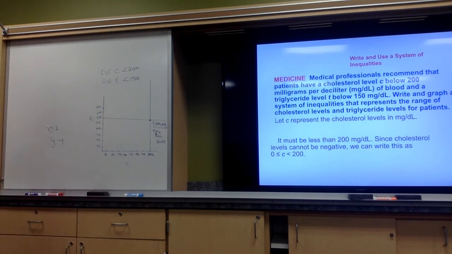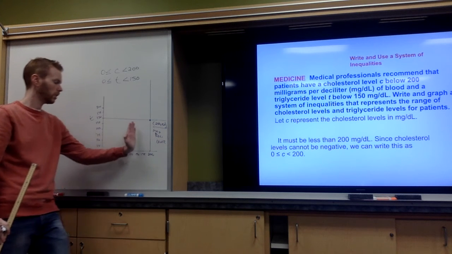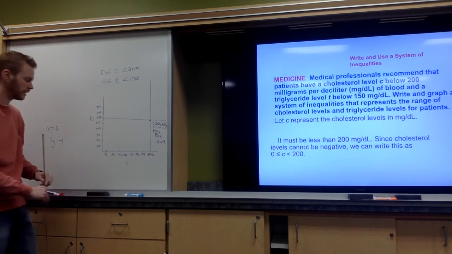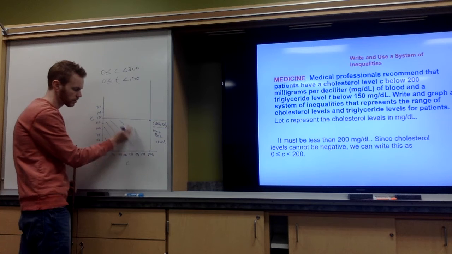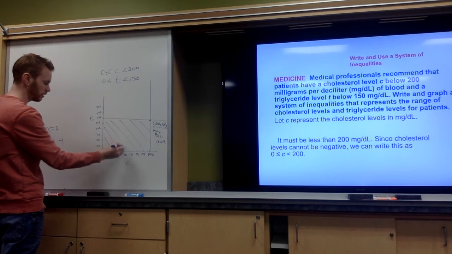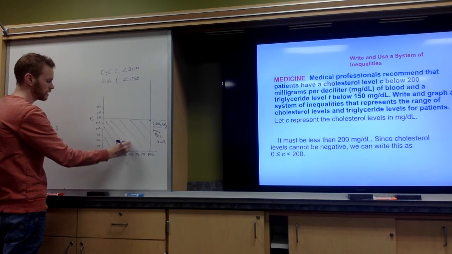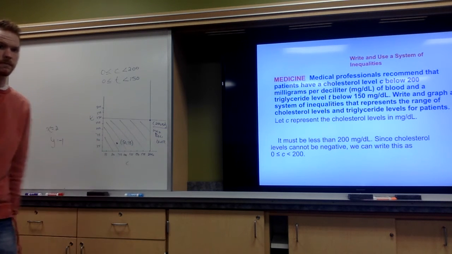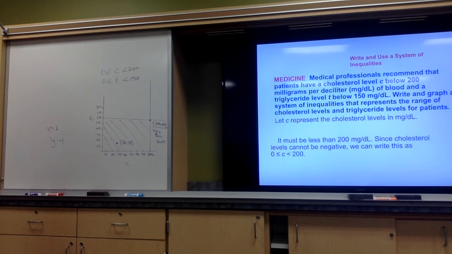Okay, now the shading part. So I want all my cholesterol levels to be below this line. So that's shading in this direction. I want my triglycerides to be below 150. So it looks like all my solutions are right in here. Okay? So if I pick this point right here, that point is 50, 75. Is that within the recommended levels? Yeah, absolutely. So visually, this is a cool way of figuring out all the different combinations you can have when it comes to cholesterol and triglyceride levels.